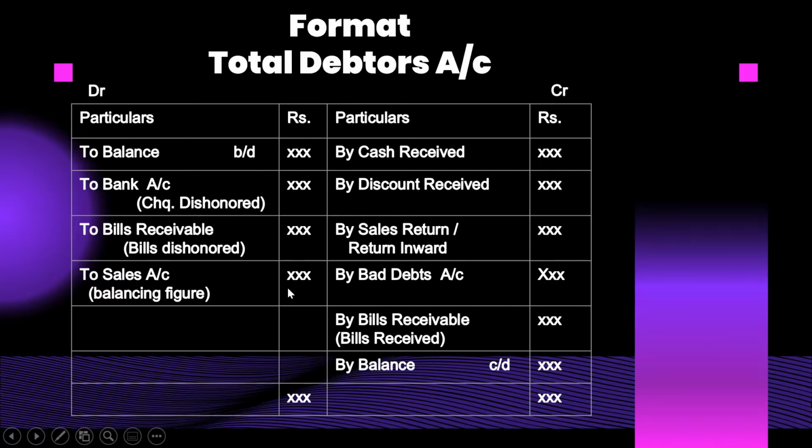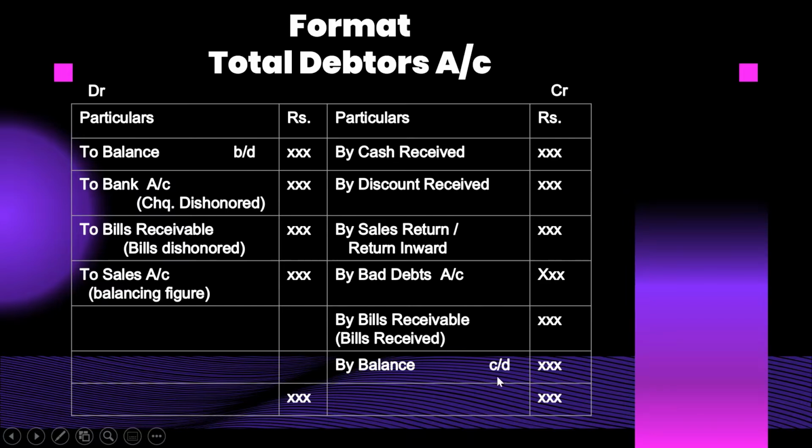And then some newly, some debtors we might have drawn a bill, so that amount we have to show here. So some debtors have accepted the bill and they will be maintained from the bills receivable account, so this will also reduce the debtors, so on the credit side we write.